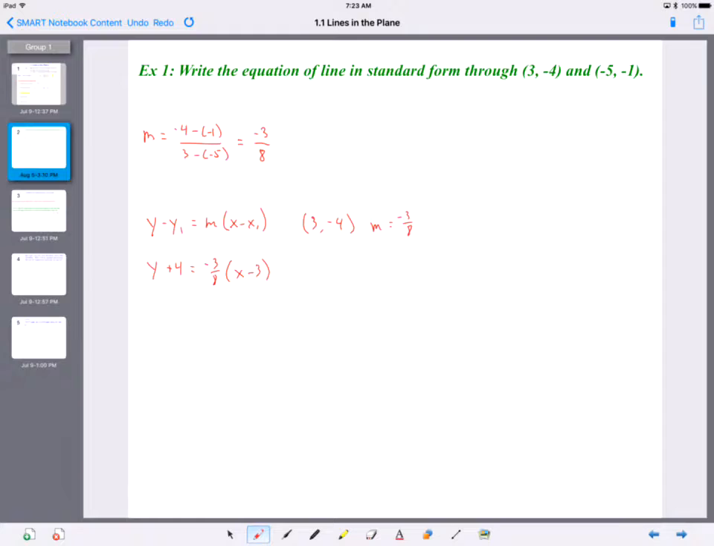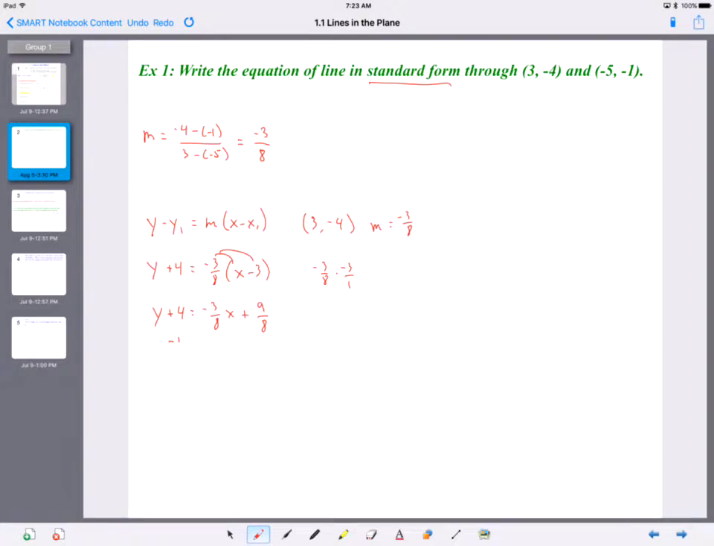And if we want to write this in slope intercept form, which we really want to go to standard form, but let's simplify this and get rid of the parentheses first, and then we'll go to standard form. So we have y plus 4 is equal to, and then we're just going to distribute. So that's negative 3/8 x, and then negative 3 times negative 3/8 would be positive 9/8. So that's me just using the distributive property.